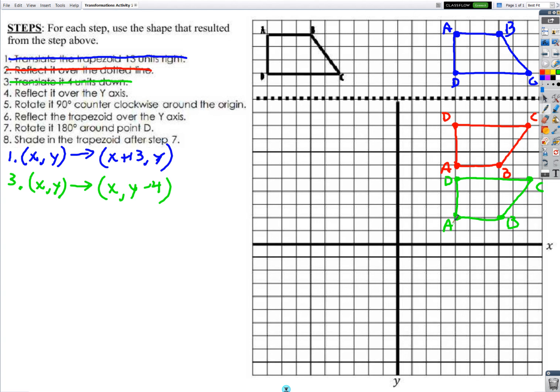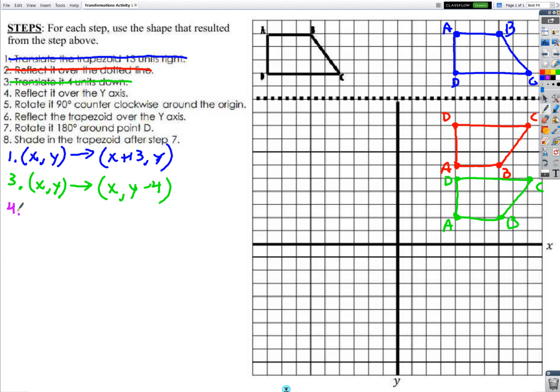All right, what do they want us to do next? Okay. Yes, we can do this by counting. The same way we reflected on step 2, we can do it by counting. But since we do have a rule for y-axis reflections, why don't we just go ahead and follow the rule? Let's challenge ourselves a little bit more, and let's follow that rule.